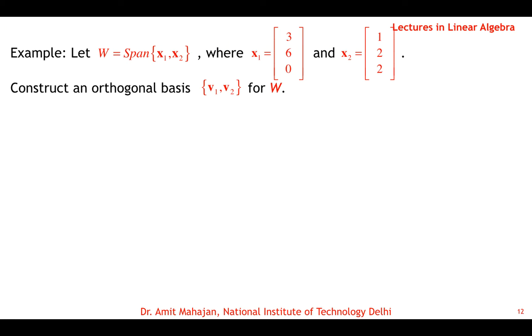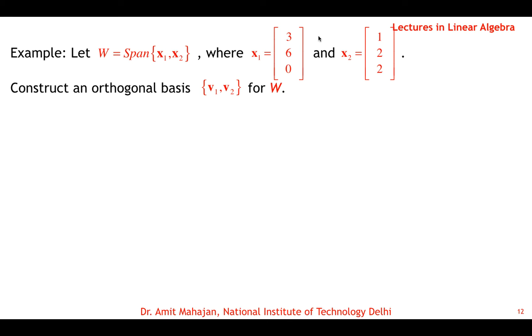So now let us take an example to show you how to do this. Let W be the span of two vectors, where x1 is this and x2 is the second vector. Construct an orthogonal basis v1, v2 for W. W is the span of these two vectors, and if these two vectors are independent, then they become a basis for W.